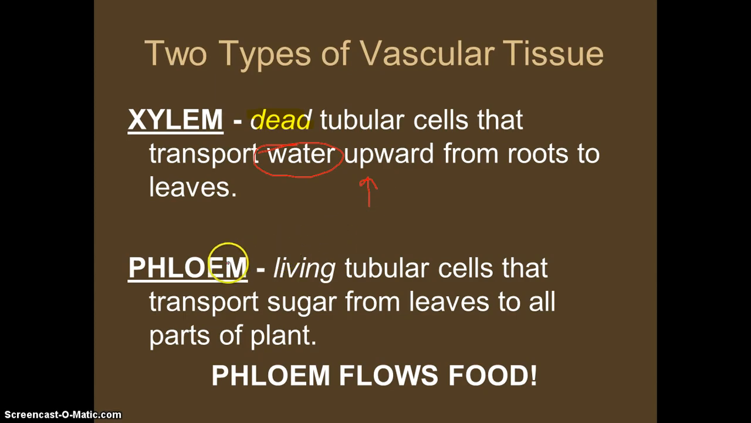On the other hand, we have phloem. And phloem is living. It's important to understand that xylem is dead and phloem is living. We'll explain the difference here in a little bit. But basically, it transports the sugar that is made in photosynthesis from the leaves to all the parts of the plant. And so basically, phloem flows food in a downward direction because food is made at the leaves and then needs to be transmitted to the rest of the plant.